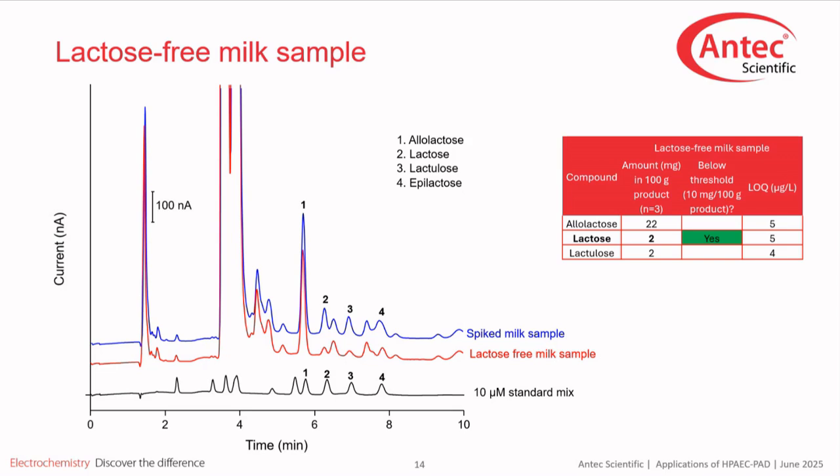The blue and red chromatograms show us the lactose-free sample after it's been treated, while the blue trace represents the same sample after spiking, and the red one is the original sample after treatment. So this setup helps us to identify the components that we are interested in, ensuring that the most essential carbohydrate, lactose, can be determined without any interference.